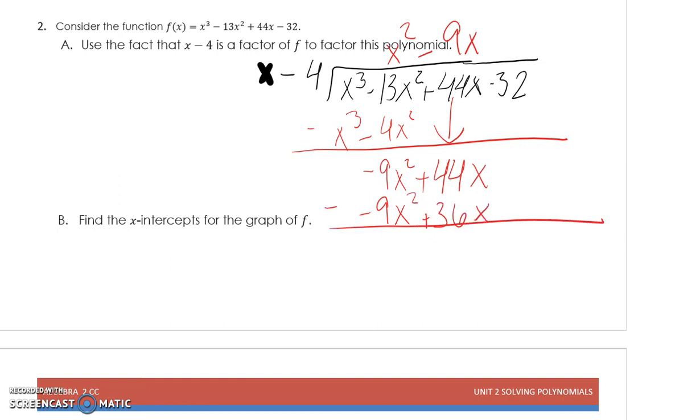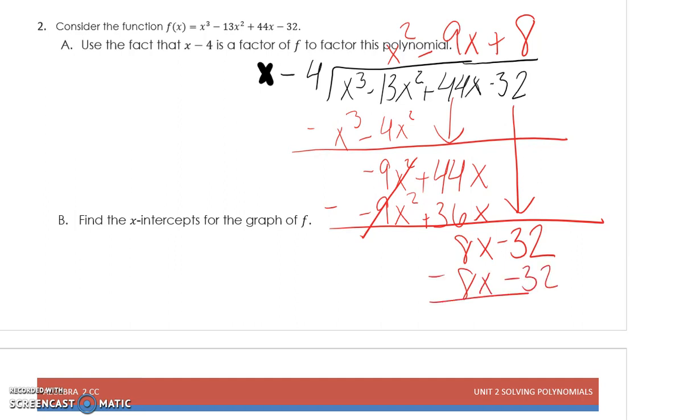We subtract. These again cancel. 44 minus 36 is an 8x. We carry down our negative 32. X times 8 will get us to 8x. So we get an 8x, we have a negative 32, and when we subtract, we end up with 0, meaning that yes, indeed, it was a factor.